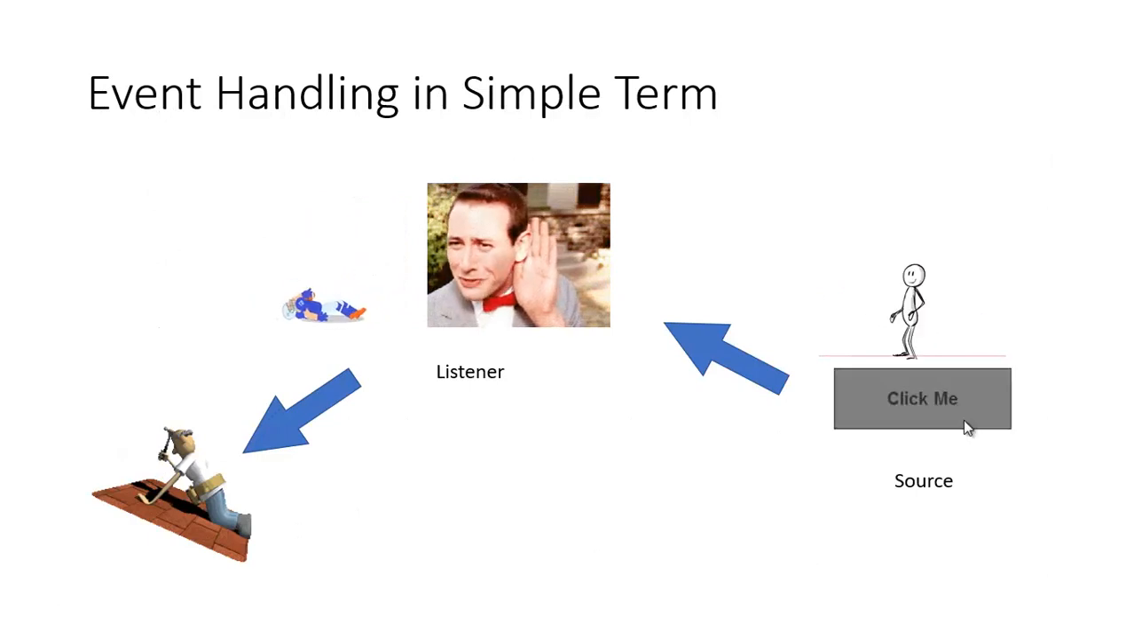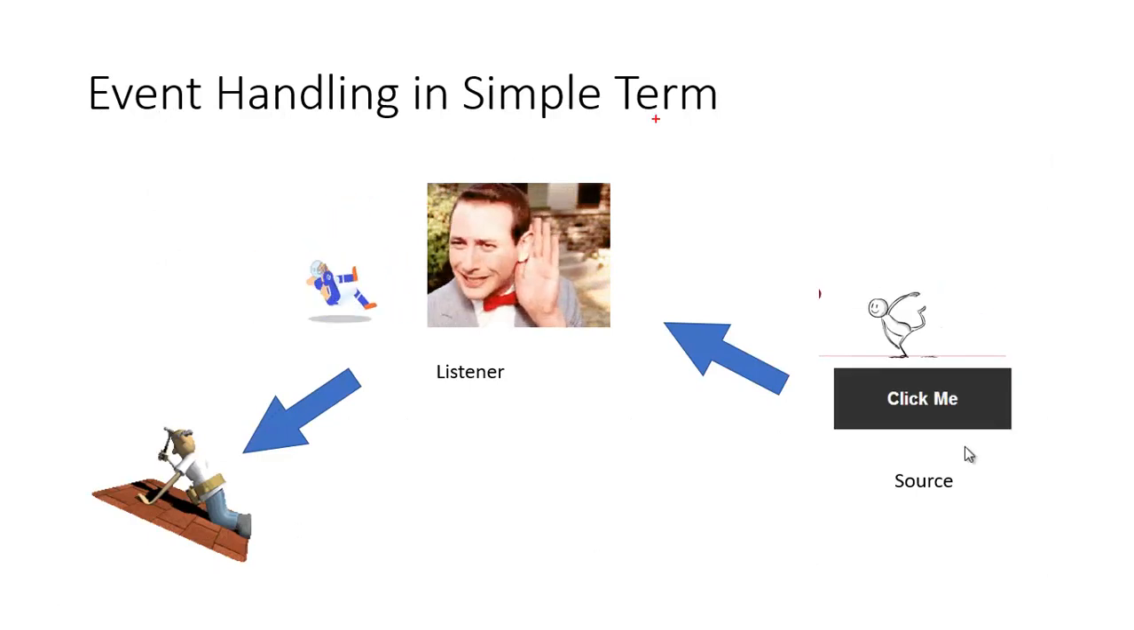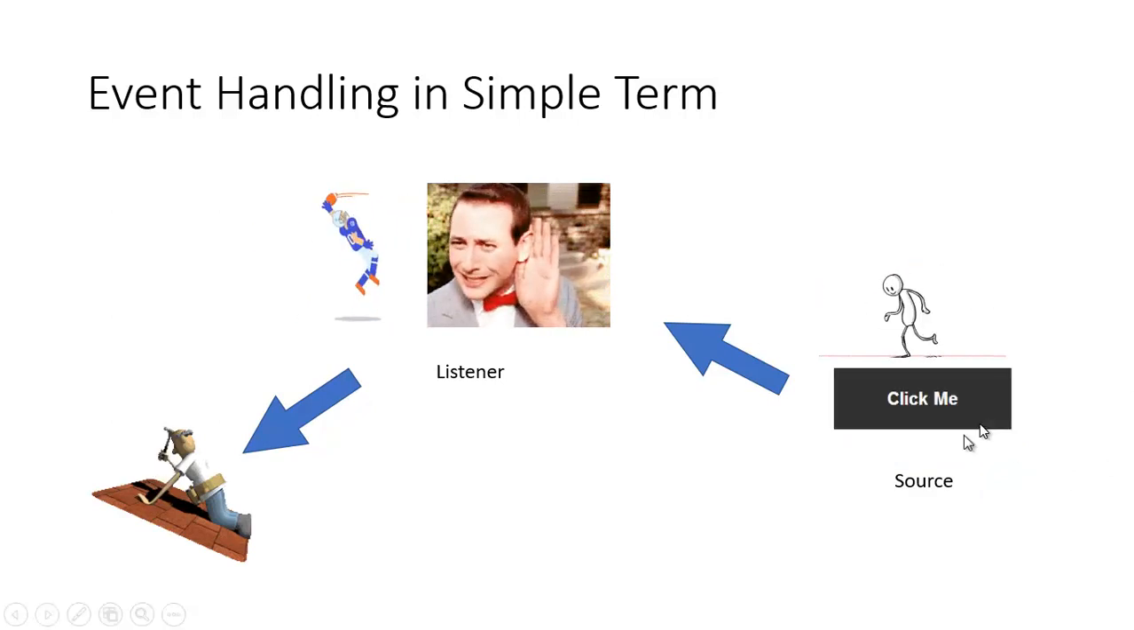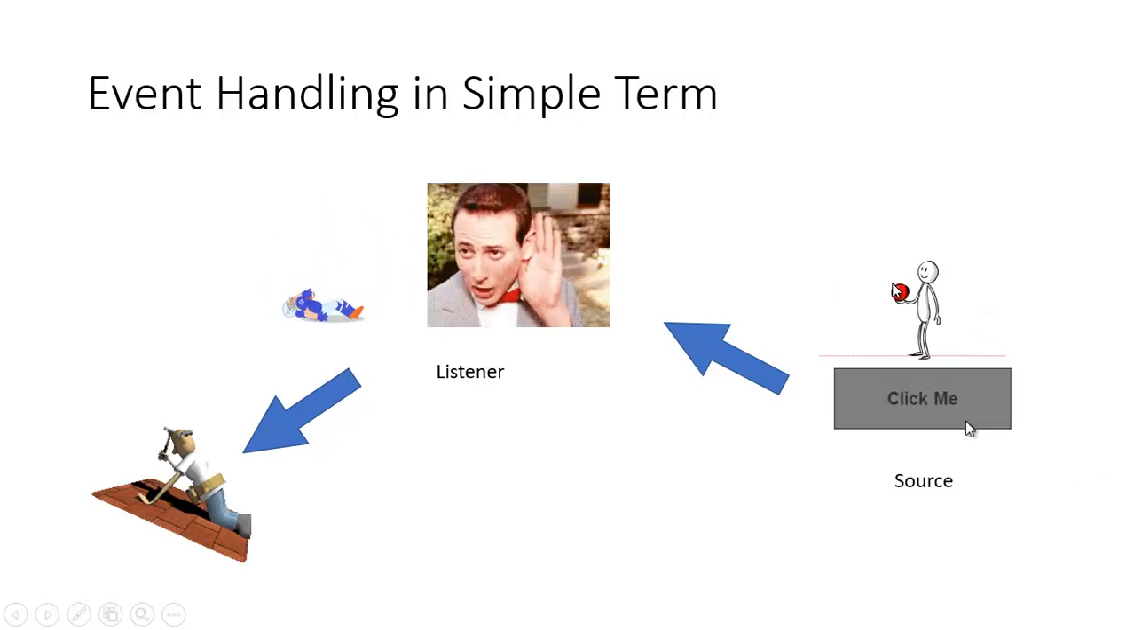Now let's look at a simple example of how it really works. Let's assume that I have a button here which I can click. When I click on this particular button, the button generates an event. The reason for that is the button acts as a source, and that event contains information.